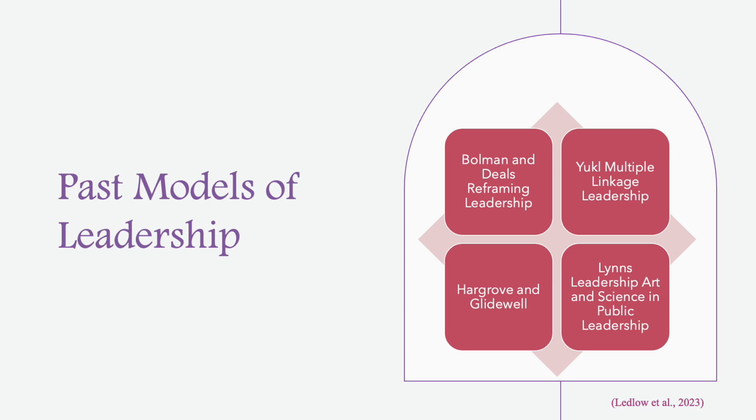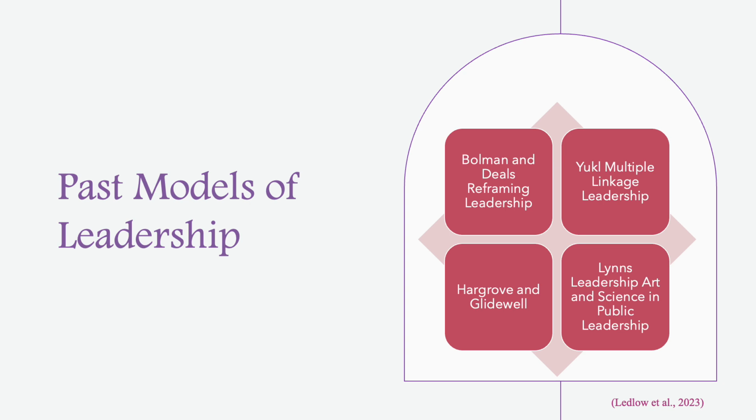The Yukl multiple linkage leadership model focused on both short and long-term goals, but it also focused on evidence while relying solely on the leader to make decisions. This model did allow for a reward system while policies and procedures were in place, but if control was not in the leader's hands, there would be consequences.